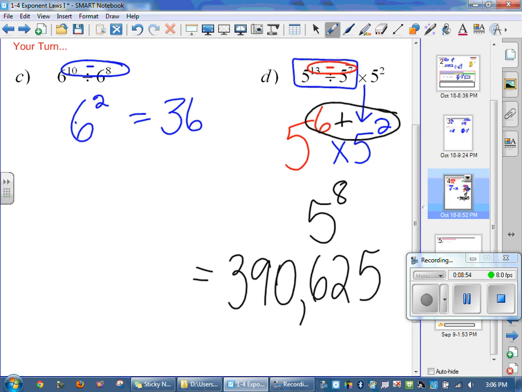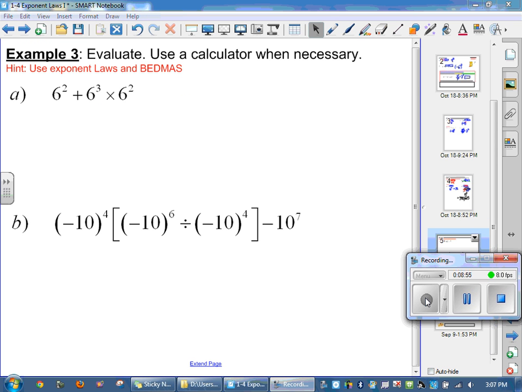Okay, here we go. Example 3. Now we see that we've got other functions. We don't always have just our dividing and multiplying. Now we see a plus sign in there. We cannot use our exponent laws when we have a plus sign. That means the 6 squared has to be solved by itself first. So that gives me 6 times 6, which is going to give me 36.